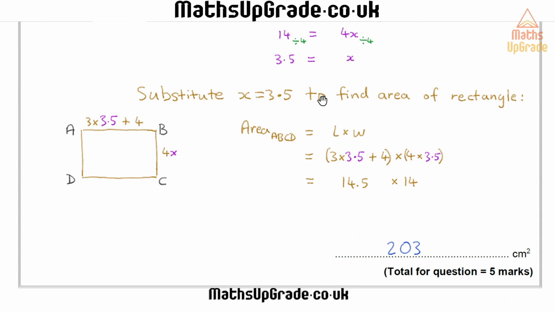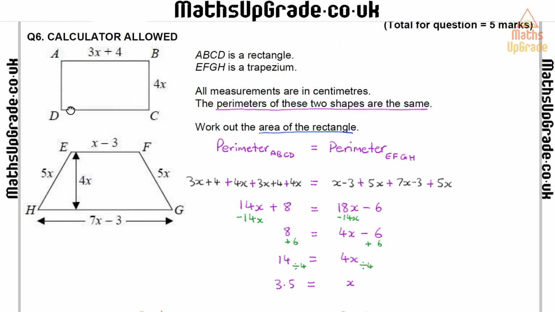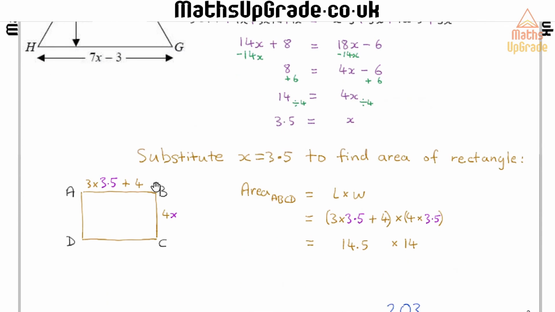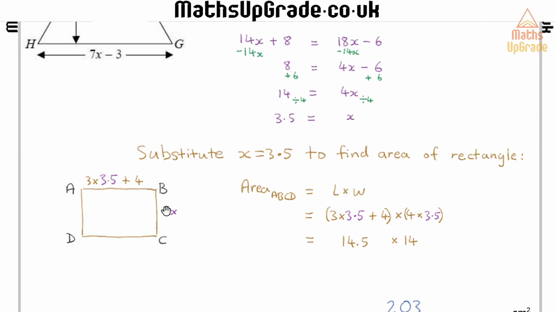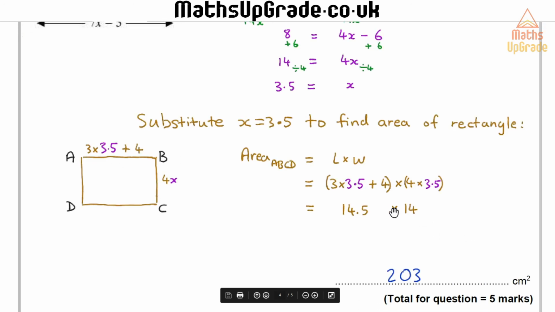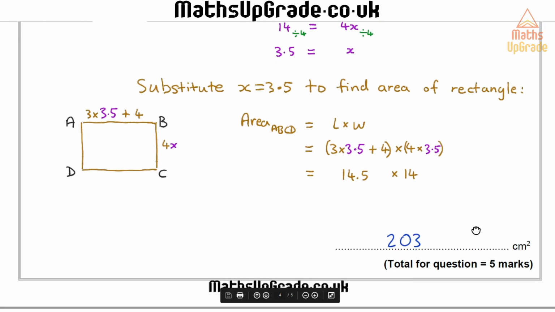So when I substitute x equals 3.5, I would get 3 times 3.5 add 4, and the width would be 4 times 3.5. So the length would therefore be 14.5, and the width would be 14. And since the area is the length times the width, if I multiply those together, I end up with my answer for the area, which is 203 centimeters squared.